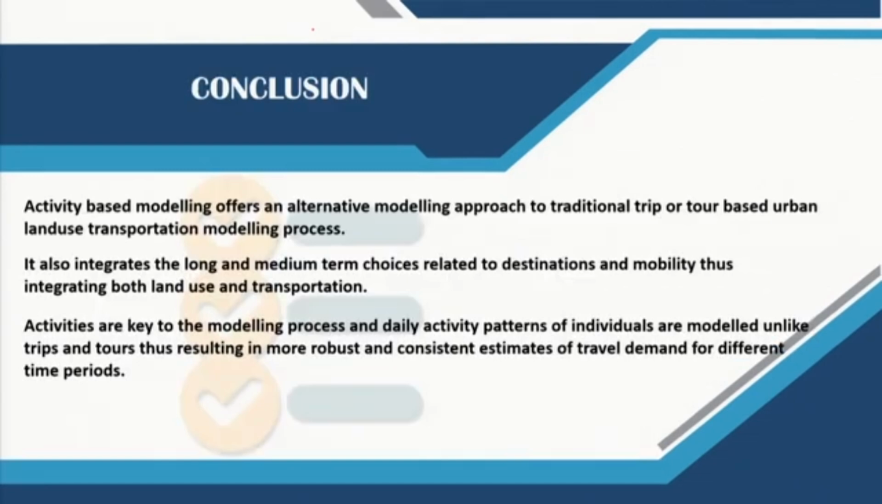So to conclude, activity-based modeling offers an alternative modeling approach to the traditional trip or tour-based urban land use transportation modeling process. This also integrates the long and medium-term choices related to destinations and mobility, thus integrating both land use and transportation. And finally, activities are key to the modeling process, and the daily activity pattern of individuals is modeled, unlike trips and tours, thus resulting in more robust and consistent estimates of travel demand for different time periods.